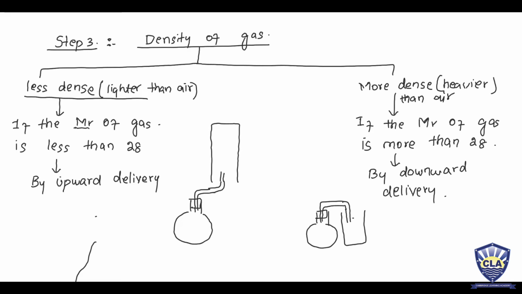Okay, so this is the gas cylinder in inverted position. So this method is called the upward delivery, and this method is called the downward delivery.